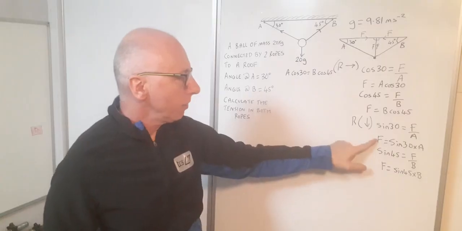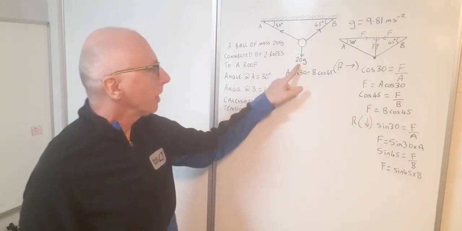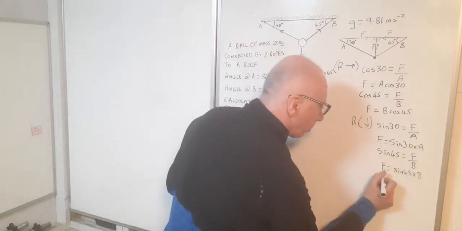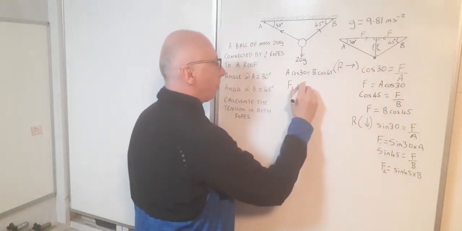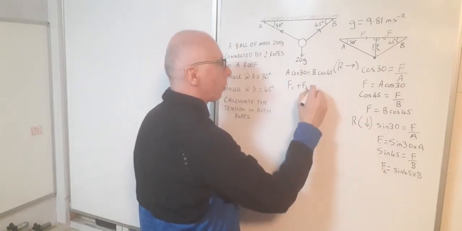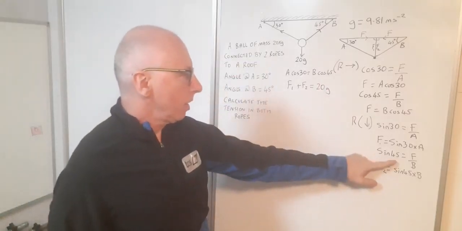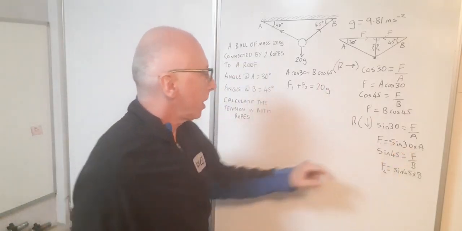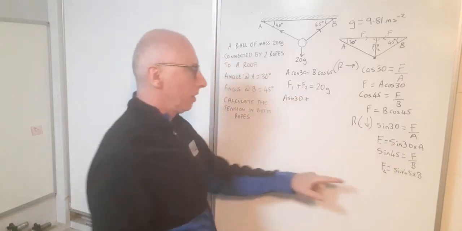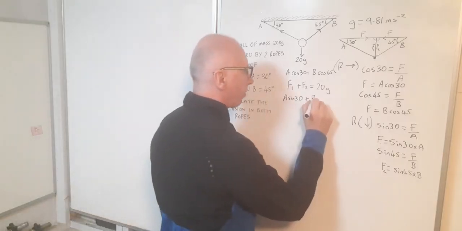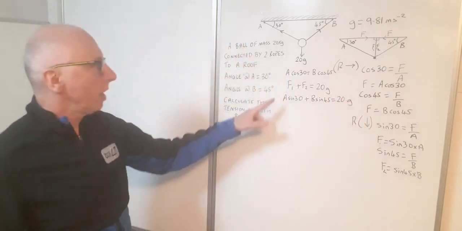So if I write that as a different equation, a bit different to the start of this one, I'll need this one plus this one will equal that. So let's just list them as force 1 and force 2. So I've got force 1 plus force 2 equals 20G. Okay, so force 1 is sine 30 times A. So I've got A sine 30. And then let's add that to this one here, which is B sine 45. And that equals 20G.